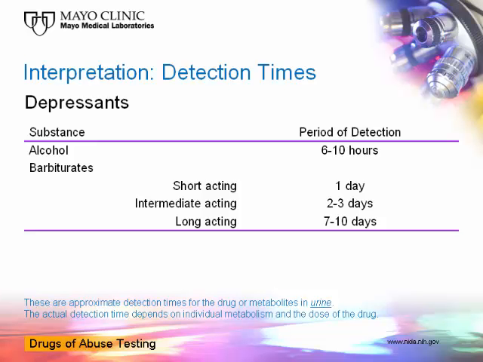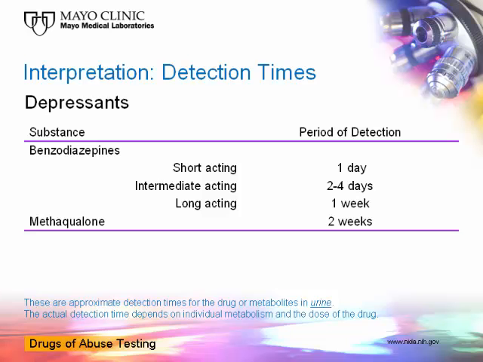Now, if you look at the depressant drugs, we have alcohol, which we can detect in urine for 6 to 10 hours. Very dependent, of course, on the amount of alcohol that was consumed. The barbiturates have different detection times depending on their activity. Short-acting barbiturates tend to have a short half-life and therefore are detected for shorter periods of time. Similarly, the very short-acting benzodiazepines can only be detected for up to a day. Drugs like methaqualone could be detected for up to 2 weeks because of a much longer half-life.